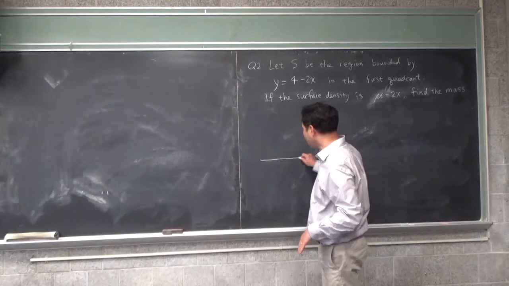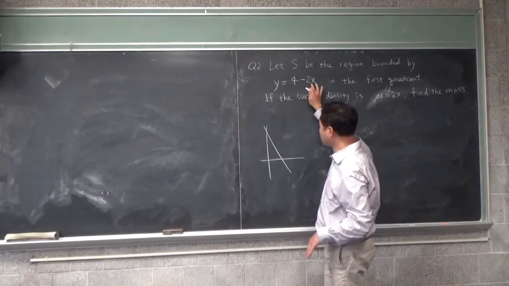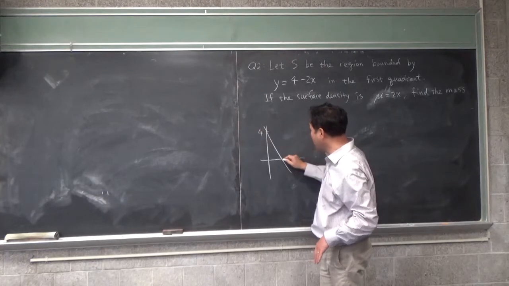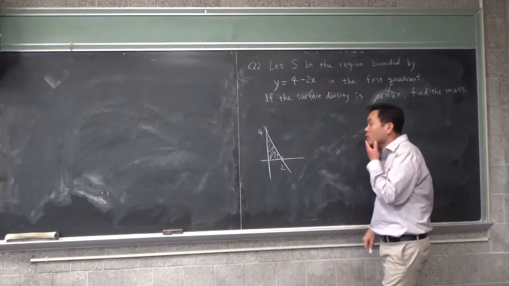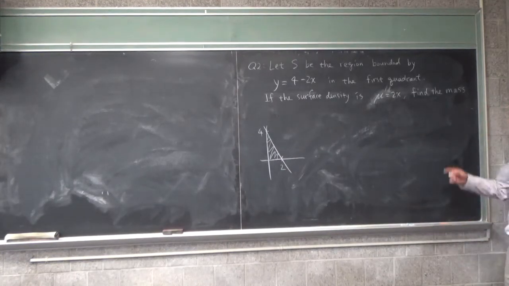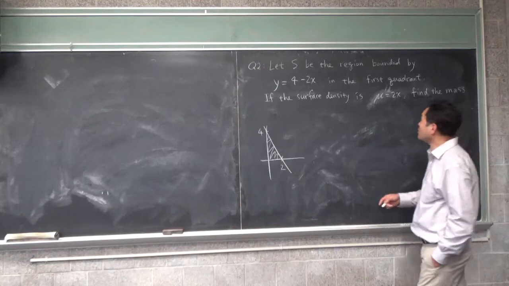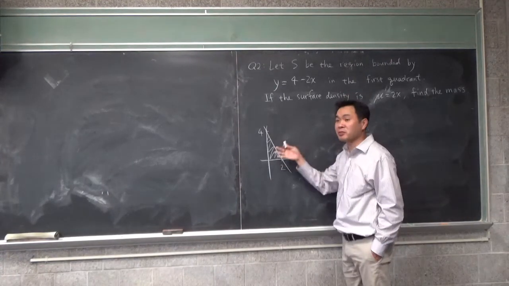Here is the region S. You can check that the y-intercept is 4 and the x-intercept is 2. And the question is to find the mass of this lamina. Oh, I should really have said lamina. Lamina is a flat object.